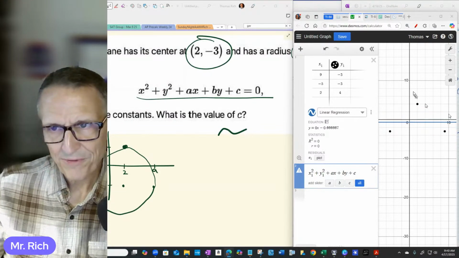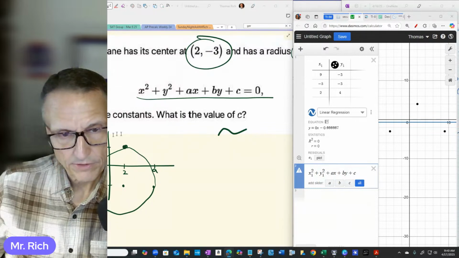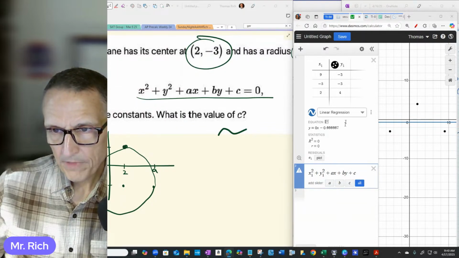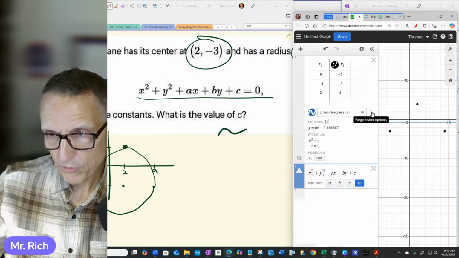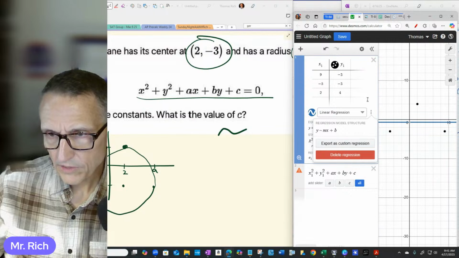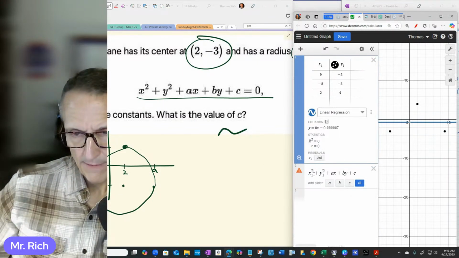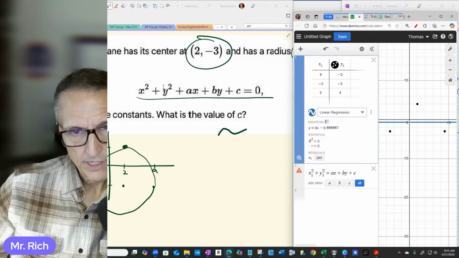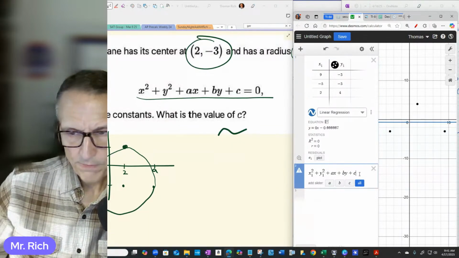So this is what I was working on right here. There's my table of values. I took those off of the circle. I tried looking here, no circle regression, so I'm kind of ignoring this. So let's get rid of that. Anyway, here is what I'm typing in down here as the equation that I wanted to fit through my 3 points. So there's plus c.